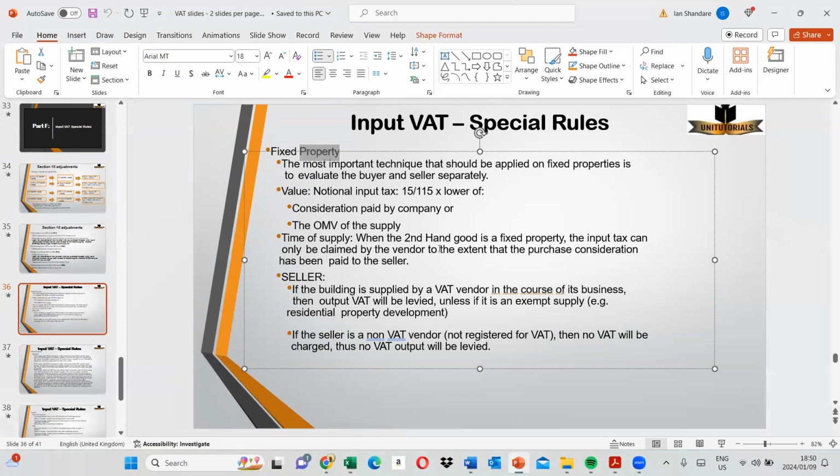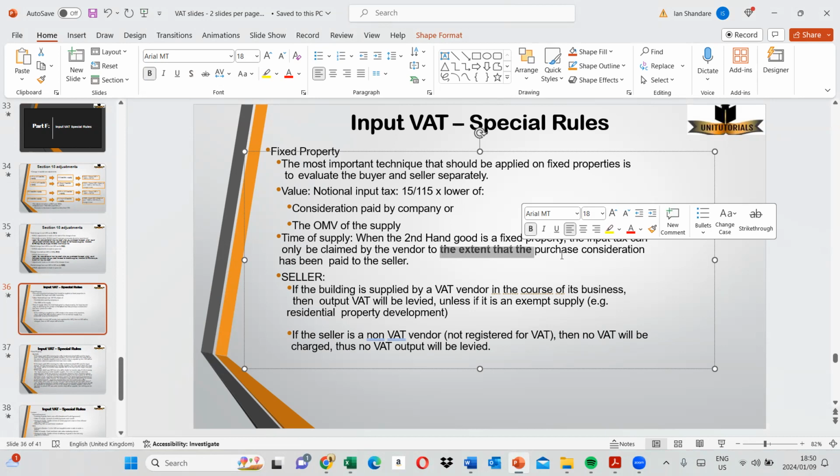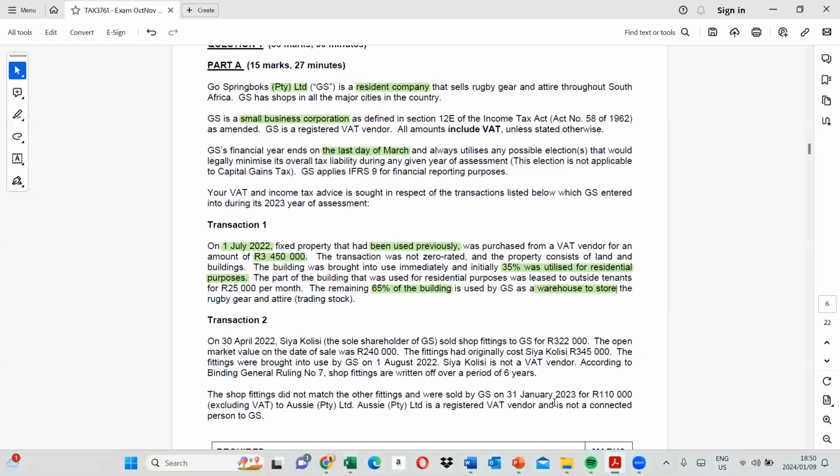And then you state: in this case, the notional input is claimed to the extent of the purchase price paid. You also need to state that part. You're going to claim the VAT input to the extent of the amount that they paid. It looks like they paid everything, so there was no need for us to apportion our VAT. So we're just going to calculate the VAT on this amount.